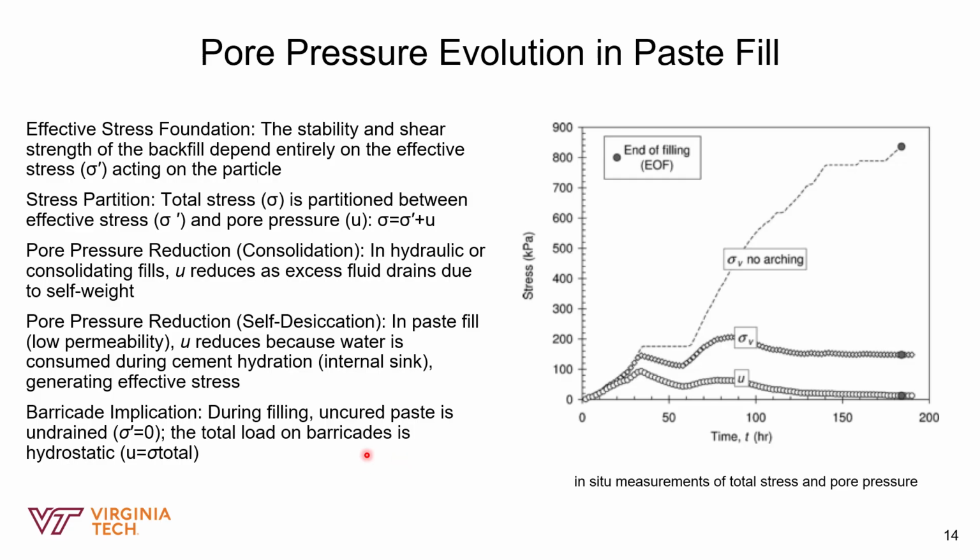Now, the last bullet point here highlights a very important risk. During the early filling stage, the paste is undrained, and so the effective stress is zero. What that means is that water is carrying all the weight, and so at that time, the load on the barricade is hydrostatic. If the barricade fails at this point, the paste will just flow like water.